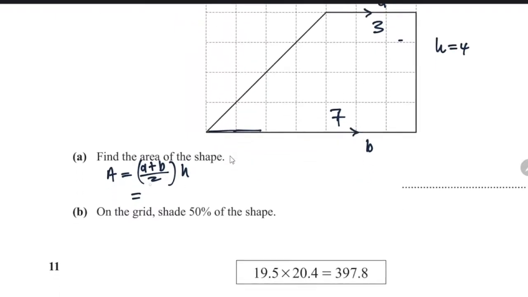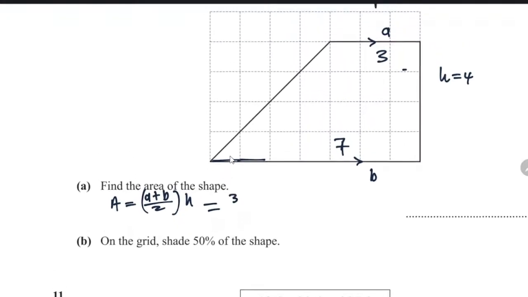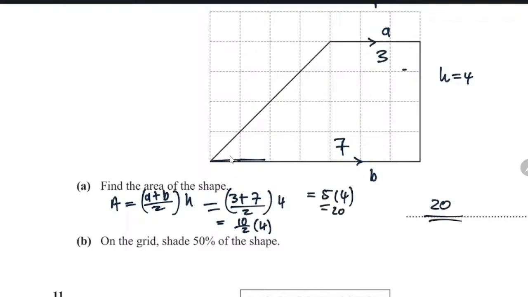So this is going to be equal to, what is A? 3 plus what is B? 7 divided by 2 multiplied by a height which is 4. And this is 3 plus 7, that's 10 over 2 multiplied by 4, which is going to be equal to 10 over 2, that's 5 times 4, which is 20. So this is going to be 20. Are we together?